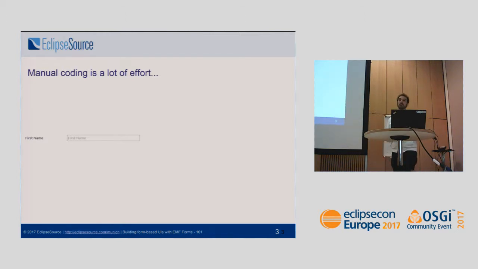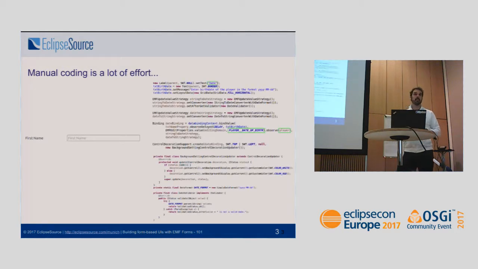If we do that in SWT using data binding, we end up with this. You might be surprised by the amount of code, but it's not only creating a layout for those two things, it's creating a label, it's creating the text field. Then you need to bind the data, and if you want to provide input validation, you also need to attach some adapter which will validate the string that the user has entered. So that's pretty much the code for one control.